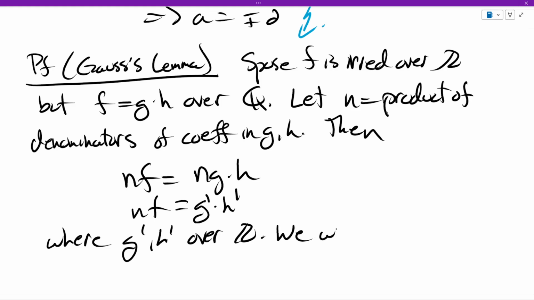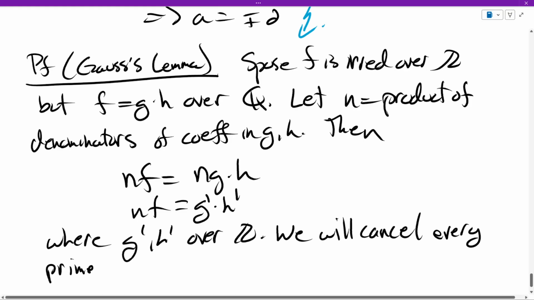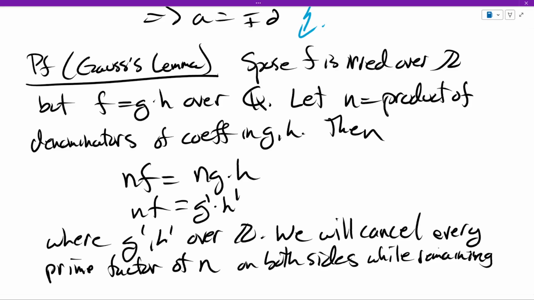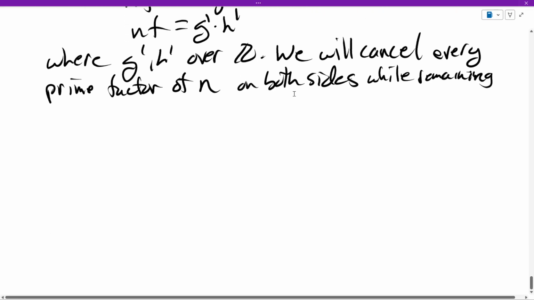So what are we going to do? We will cancel every prime factor of n on both sides while remaining in the polynomial ring over Z. Let me scroll down a little bit.